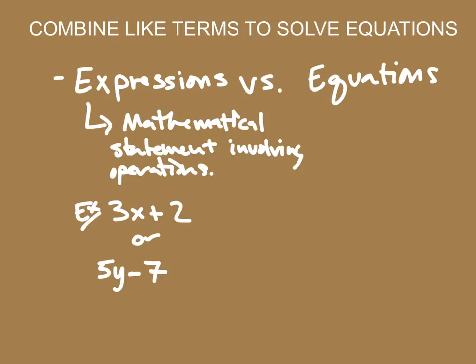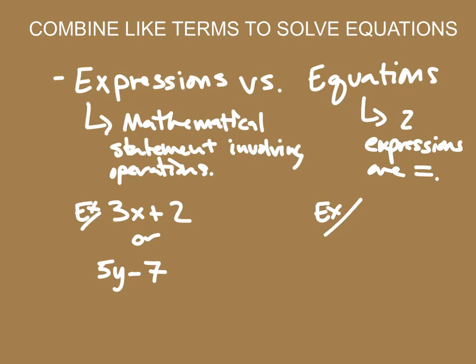And an equation is when two expressions are equal. For example, if I were to set up an equation, I would say 3x plus 2 is equal to 7. Notice that even though 7 isn't necessarily an expression, I could certainly put an expression in here, but it's when two things are equal. And most likely we see some sort of expression on one side of that.